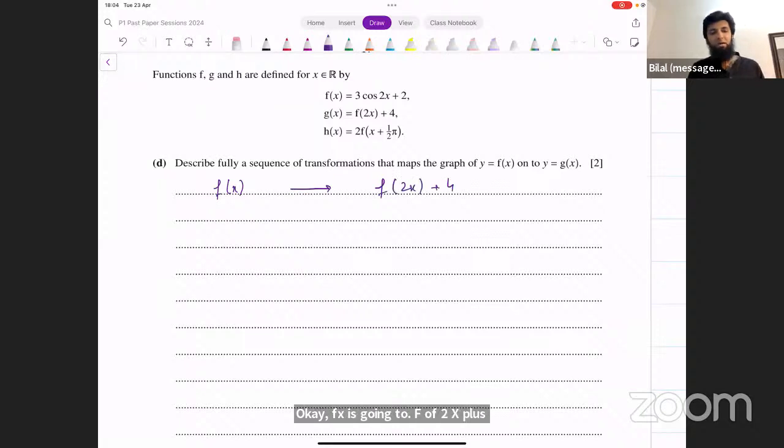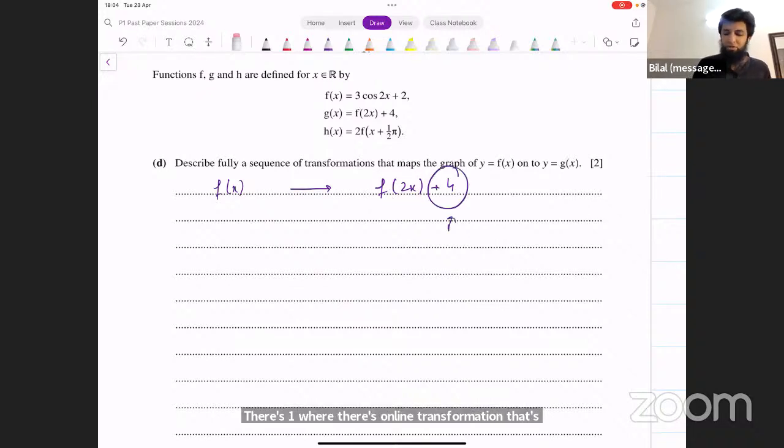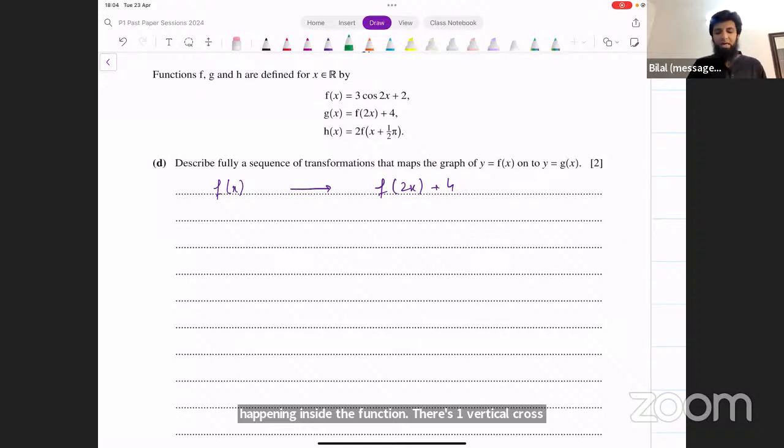There are 2 transformations that are happening. There's one horizontal transformation that's happening inside the function. There's one vertical transformation that's happening outside the function. What's the transformation that's happening inside? That's a stretch. Outside is translation.